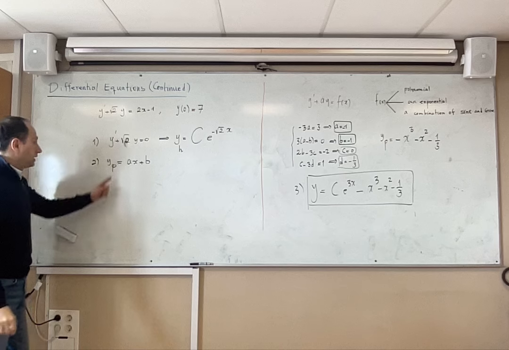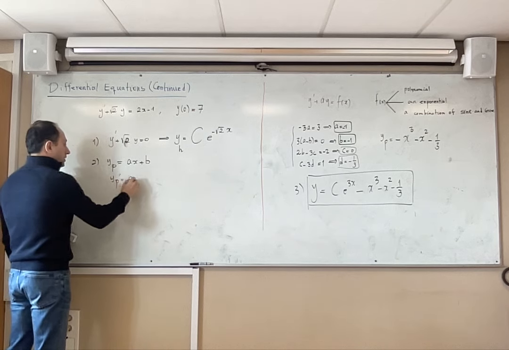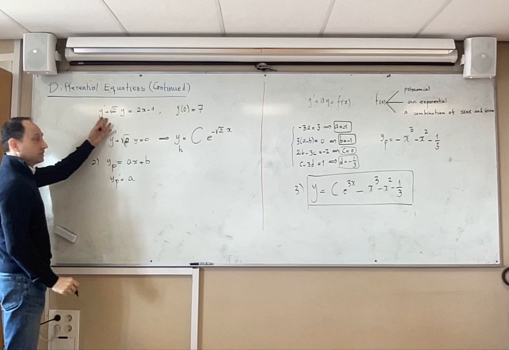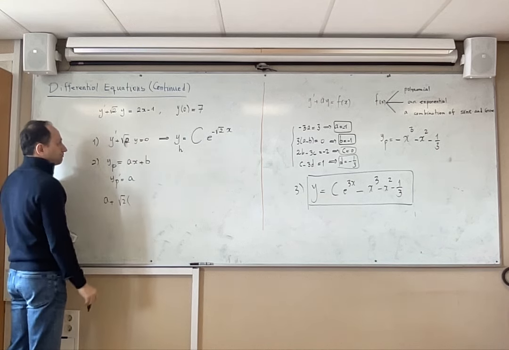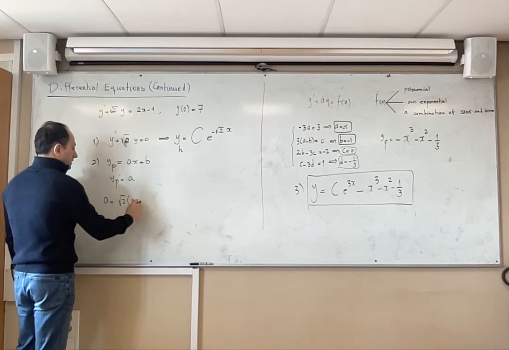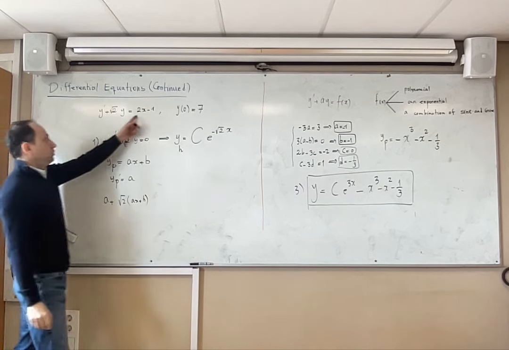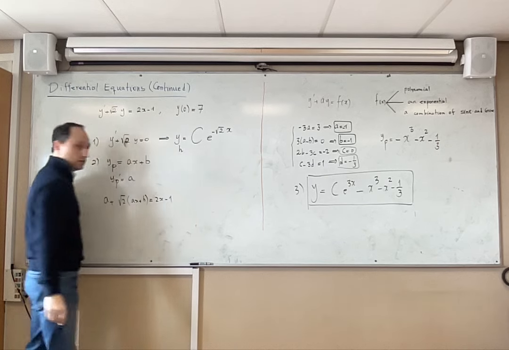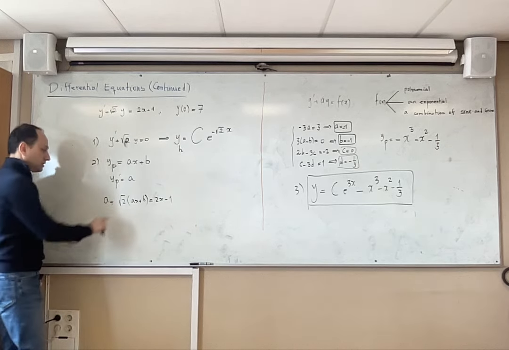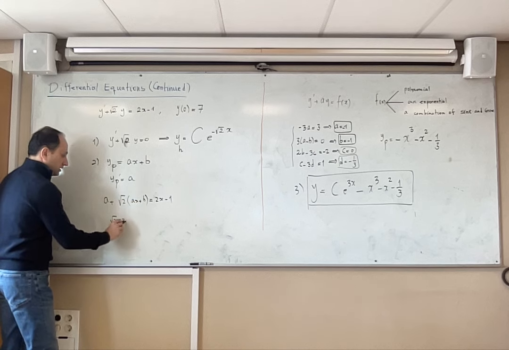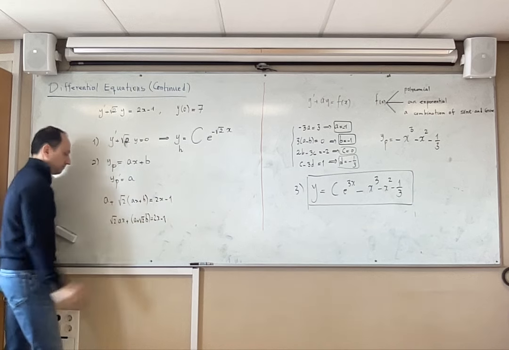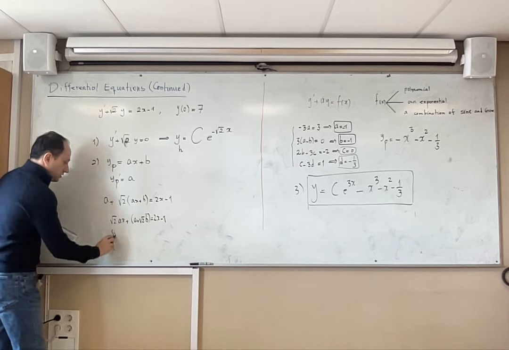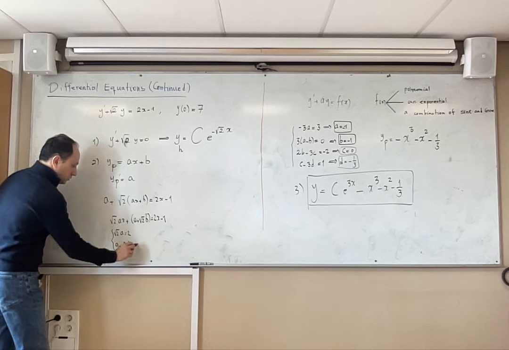And then I differentiate it. It becomes a. I put them back in my original differential equation. So it becomes a plus square root of 2 times y. What is y? It is ax plus b. And then it should be equal to 2x minus 1. And then I arrange this: square root of 2 times a times x plus a plus square root of 2 b is equal to 2x minus 1. And then I set up a system: square root of 2 a is 2, a plus square root of 2 b is minus 1. Agree?